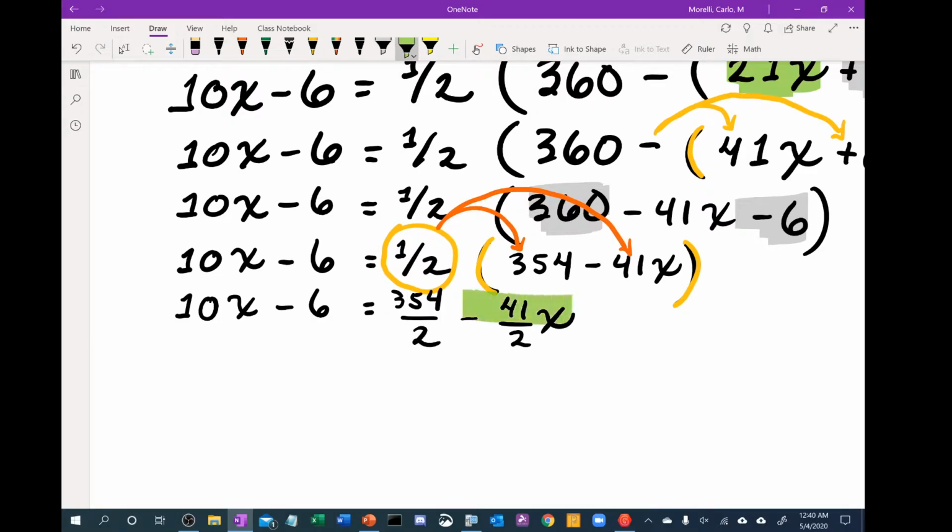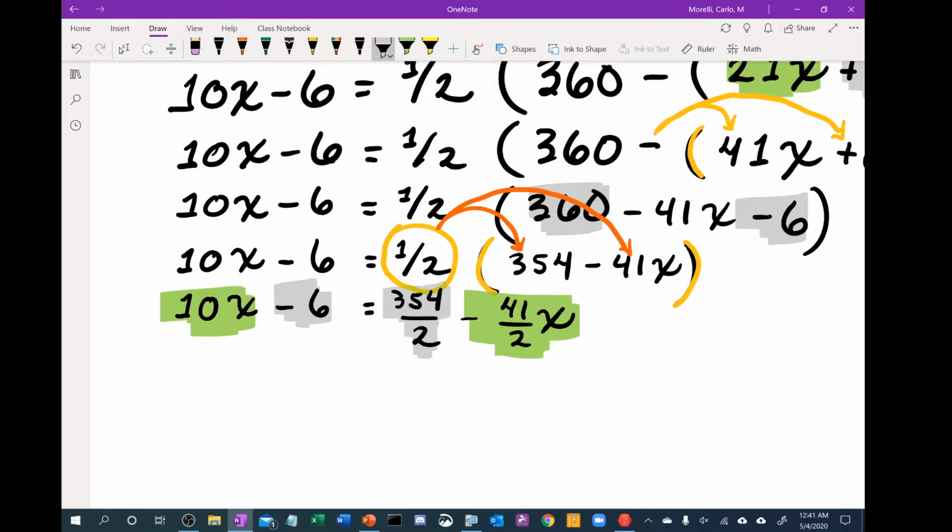And so we have negative 41 over 2x here, and we have 10x here. And we've got, this is some whole number. It's an even number divided by 2. And then this is an even number. So we're just going to combine like terms now and isolate x and find out what x equals. And once we get there, we'll have some more work to do. But we'll just keep going.